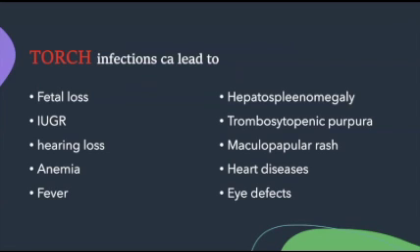All TORCH infections can lead to fetal loss, fetal death, intrauterine growth retardation, hearing loss in newborns, anemia, fever. They can bring eye defects, skin diseases, thrombocytopenic purpura, and hepatosplenomegaly.